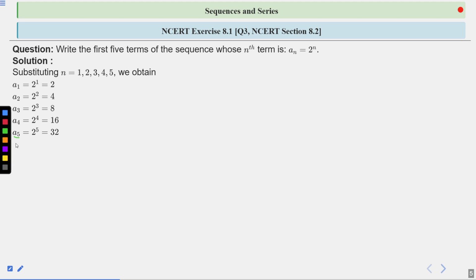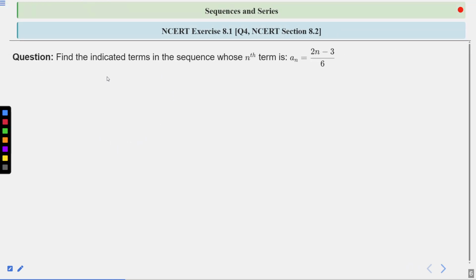Now A5 represents the fifth term of my sequence, which is given by 2 raised to power 5, which is 32. Therefore, the required terms are 2, 4, 8, 16 and 32. I hope the explanation is clear. Moving to next.